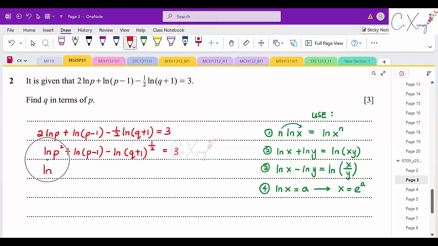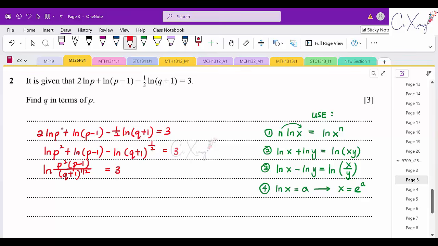So for the first 2 terms here, ln p squared plus ln p minus 1, I'm using rule number 2, where I combine them to become 1 ln, because both are plus. So you'll be having p squared multiplied with p minus 1. After that, for the third term, you're having a negative. So when you have a negative and you want to combine them to become 1 ln, you have to bring it down to become the denominator. So this particular term here will become the denominator. I will be having q plus 1 power half. Then it is equal to 3.